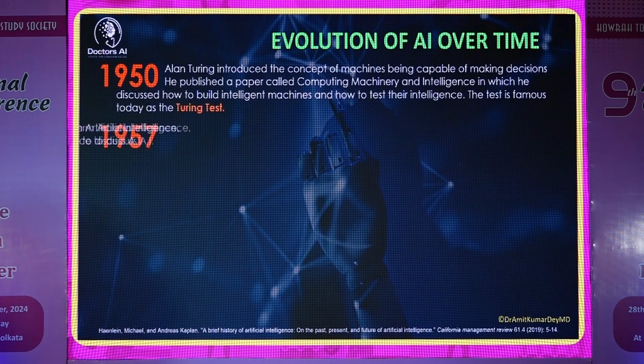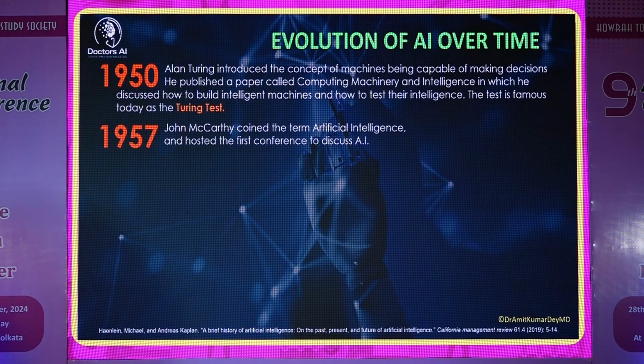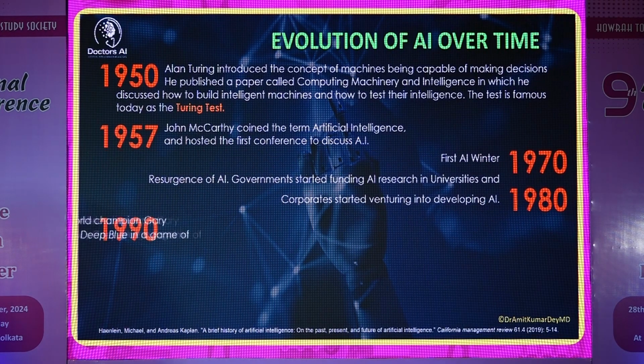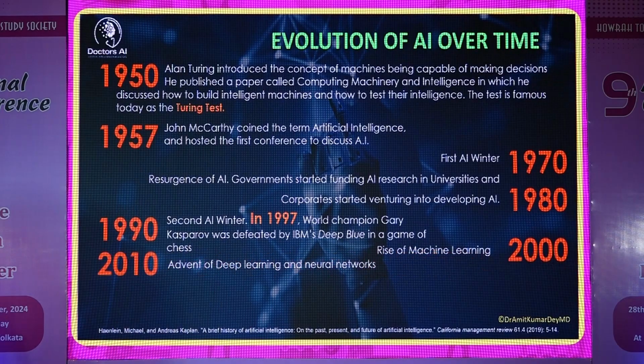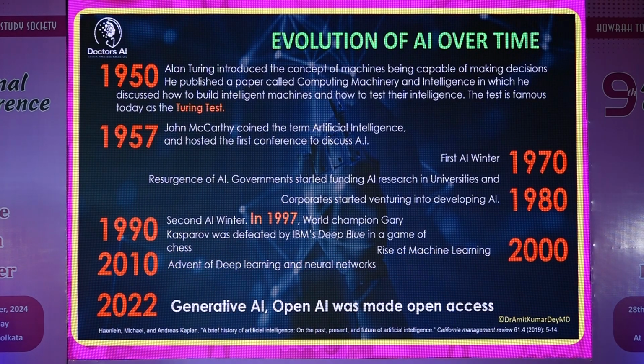If you want to look at the evolution of artificial intelligence, AI is not new. It's been there for a long, long time. Since 1950, Alan Turing was the first person who proposed the test called the Turing test, and John McCarthy in 1957 was the person who coined the term artificial intelligence. Since then, there's been an evolution of artificial intelligence with the development of machine learning and deep learning, and then in 2022, generative AI was made open to the public by OpenAI, more commonly known as ChatGPT, which I'm sure most of us have heard about.